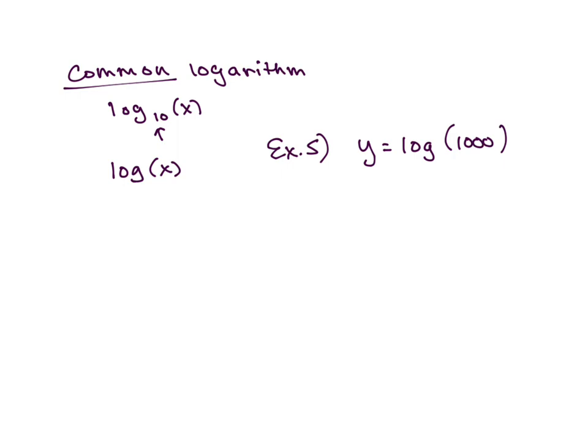10 to what power gives me 1,000? 10 to the third. 10 times 10 is 100, times 10 again. Right? So how does this work? There's an invisible 10 here. When I'm in common log, the base is automatically 10. So the way this would read would be 10 to what power y would give me 1,000. That's why y is 3. Okay? Any questions on that?